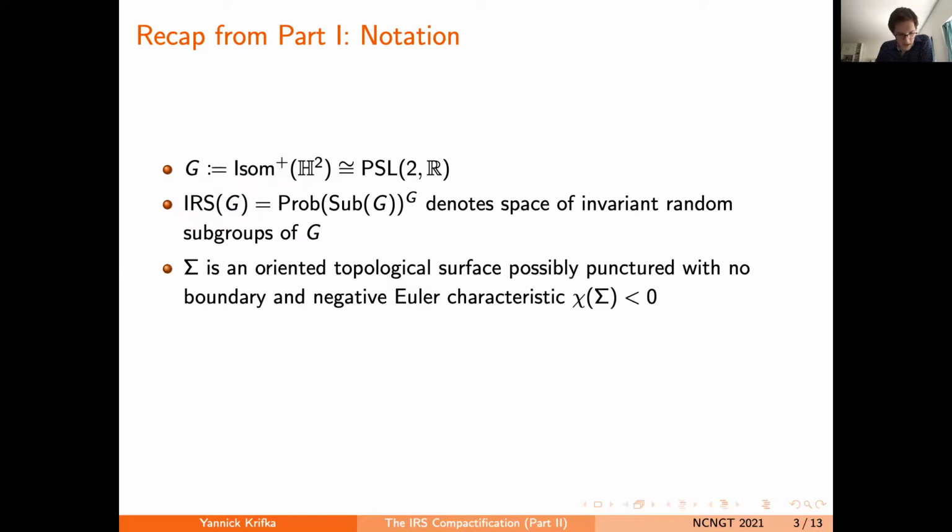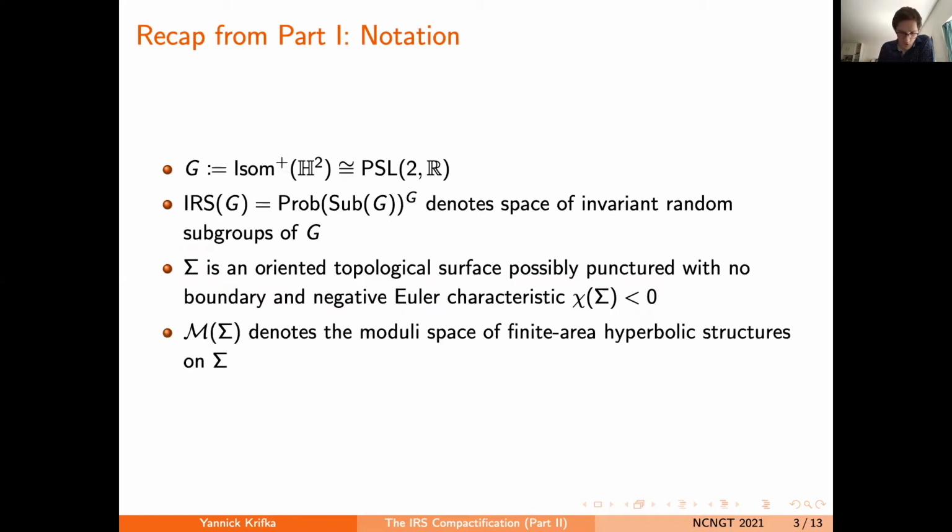Moreover, I picked a topological surface, an oriented topological surface with possibly punctures, but no boundary and negative Euler characteristic. I denote it by sigma, and this is the surface that we will equip with finite area hyperbolic structures. And that's exactly what brings us to the moduli space of finite area hyperbolic structures on sigma, which I denoted by M sigma here. Okay, so much for the standing notation from part one.